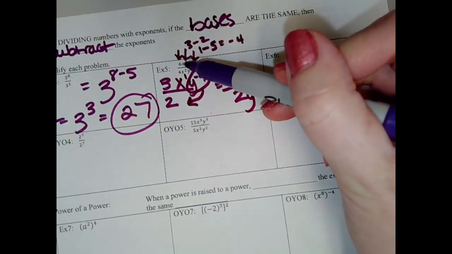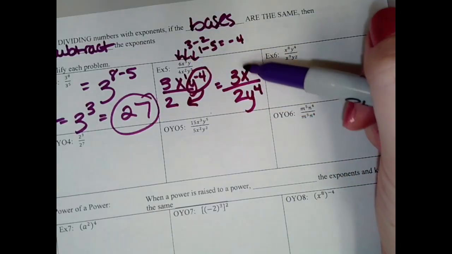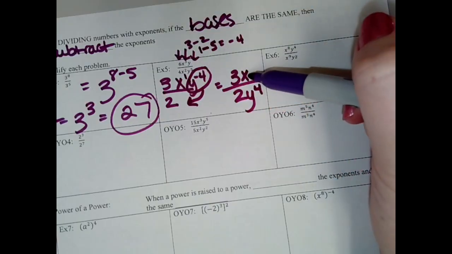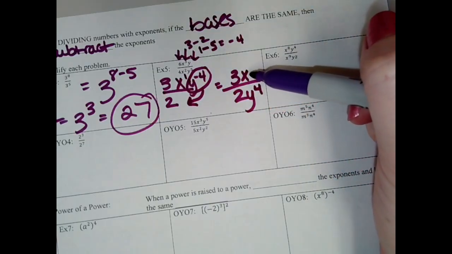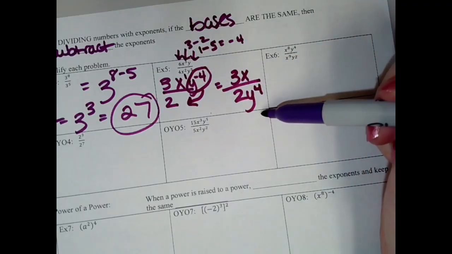The higher exponent is where your base is going to end up. So x was bigger in the numerator. See how in the final answer x is in the numerator? The exponent in the denominator was bigger, and it ended up being in the denominator.